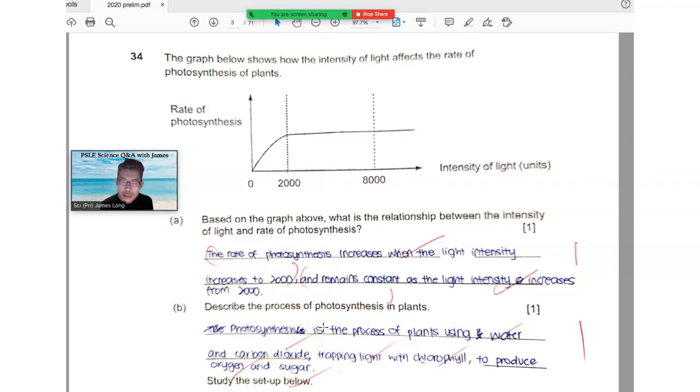Right here, you've got to describe it. The formula, some of you wrote down the whole formula itself, CO2 plus H2O, in the presence of light and chlorophyll gives you food and oxygen. That formula guides you to answer this, but that formula doesn't replace the requirement of the question, which is to describe this process. So please make sure you also write it down in prose, in words.